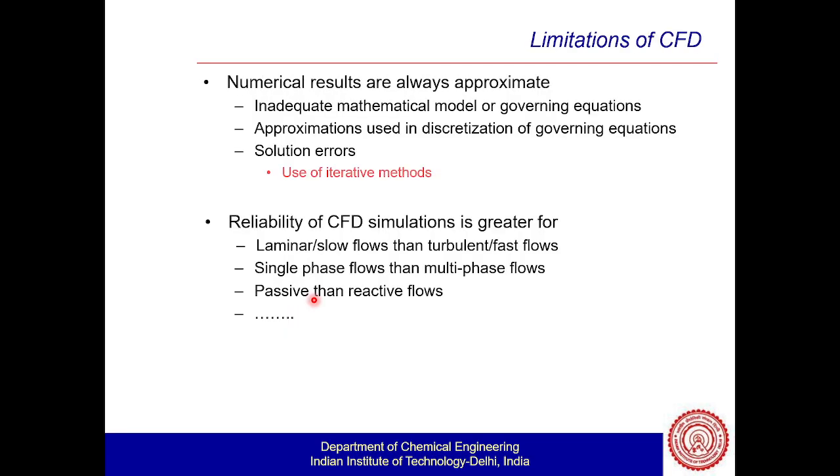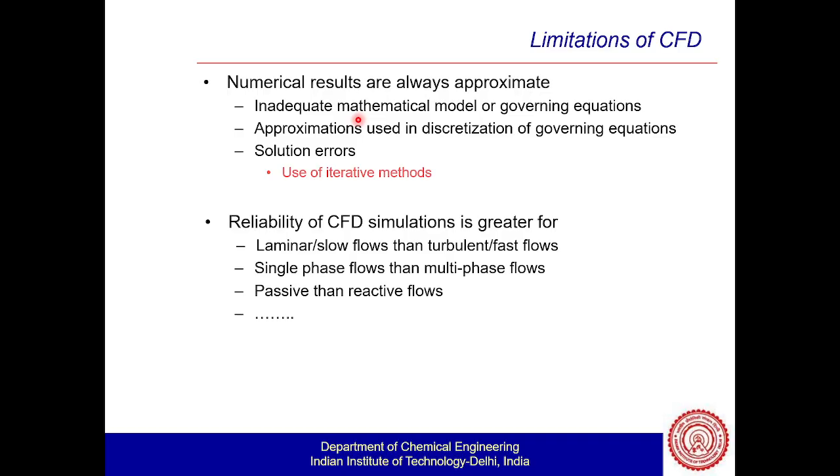So numerical results are always approximate: inadequate mathematical models of governing equations, approximations used in discretization of governing equations, solution errors, use of iterative methods. If you are going for a 1D or 2D model, the mathematical model will not be able to capture the whole thing. As I said earlier, the bubbling, slugging regime and the churn turbulent regime are not captured by the 1D or the 2D model. And sometimes we use approximations here also.